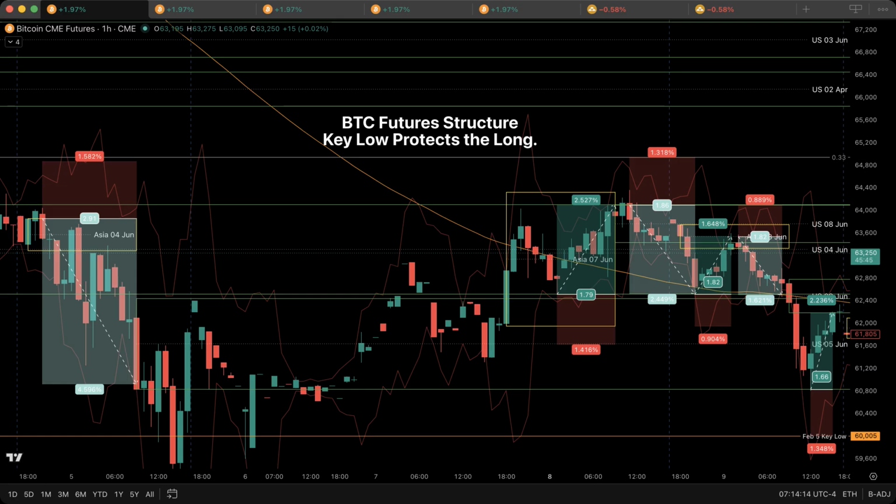Stop line first, entry line second, target line third. June 9th U.S. long setup, entry line. June 5th U.S. session lower boundary, stop loss line. February 5th key low, take profit line. June 9th U.S. session lower boundary. Risk-reward ratio, 1.66.